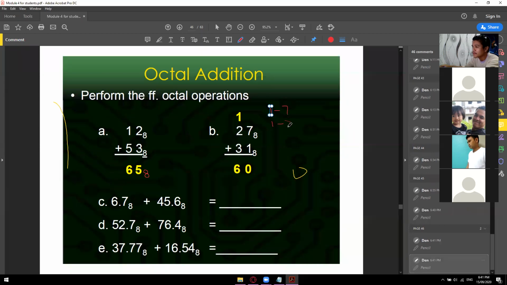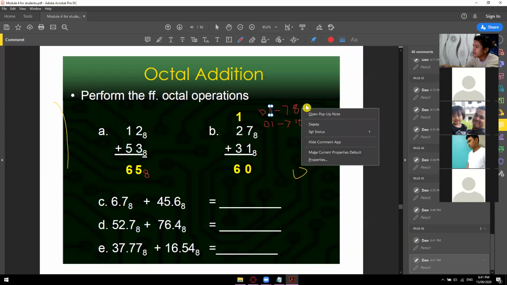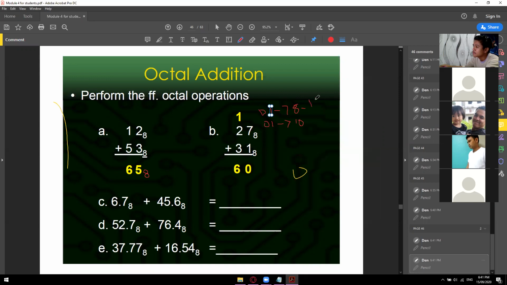So 1 to 7, and then 1 to 7, so decimal, and then octal, same lang sila. Pero, lagyan ko lang D dito para decimal and then octal. Pero pag sa decimal, meron na tayong 8, wherein 1 plus 7 in decimal is 8. Sa octal representation, ito is 10 na. Okay? So in decimal, 8 to 15, and then in octal, this is 10 to 17. So laging ganun. 1 to 7, 10 to 17, 20 to 27, 30 to 37, 40 to 47, and so on and so forth.